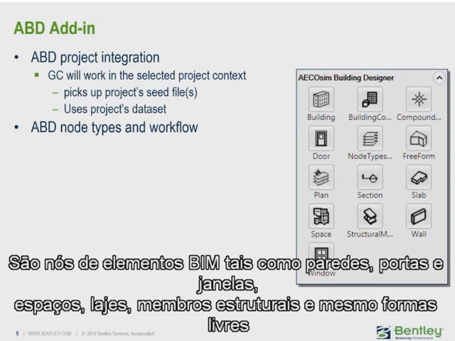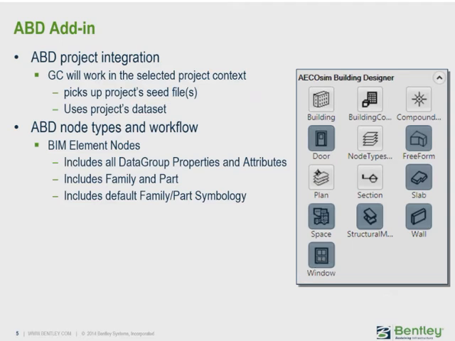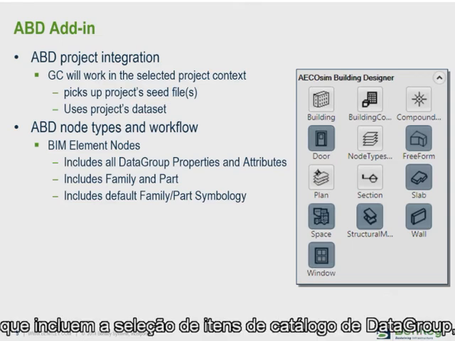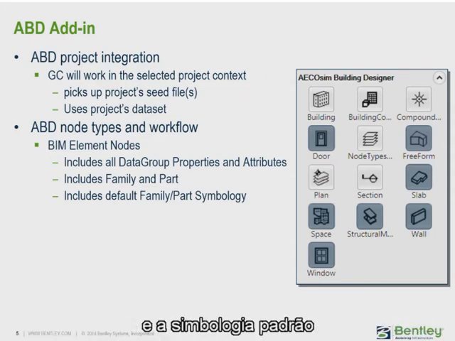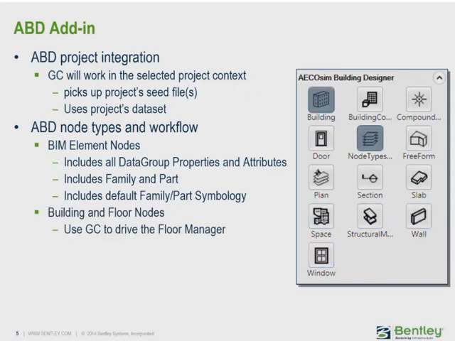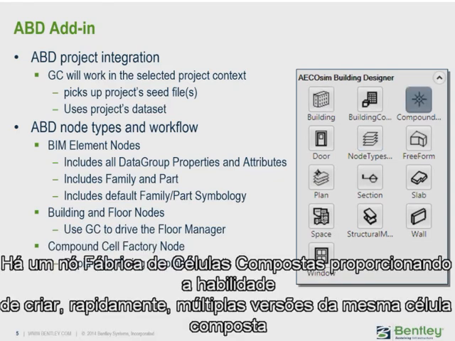The GC extension for Ecosim Building Designer includes BIM nodes. These are BIM element nodes such as walls, doors, and windows, spaces, slabs, structural members, and even freeforms. These include the selection of a data group catalog item, properties and attributes, family and part attributes, and the default symbology. There are building and floor nodes, allowing you to drive the Building Designer Floor Manager with Generative Components.